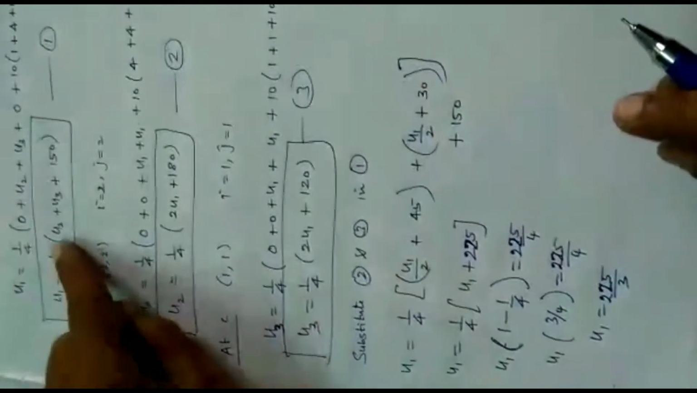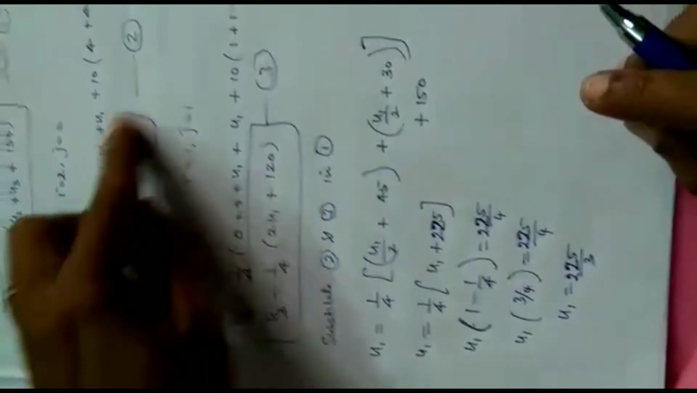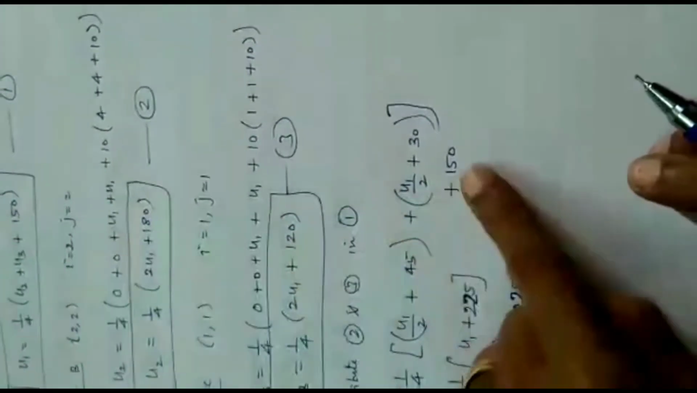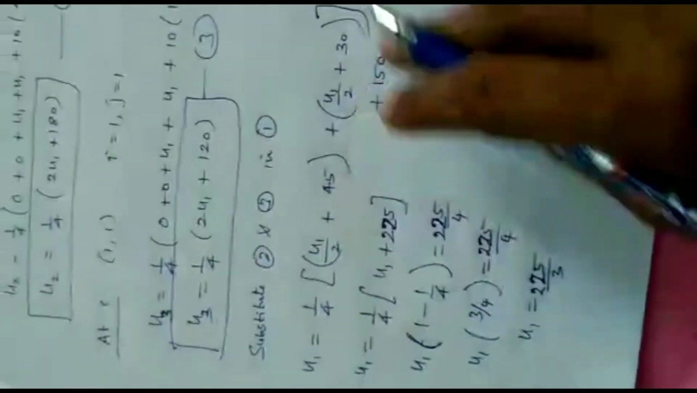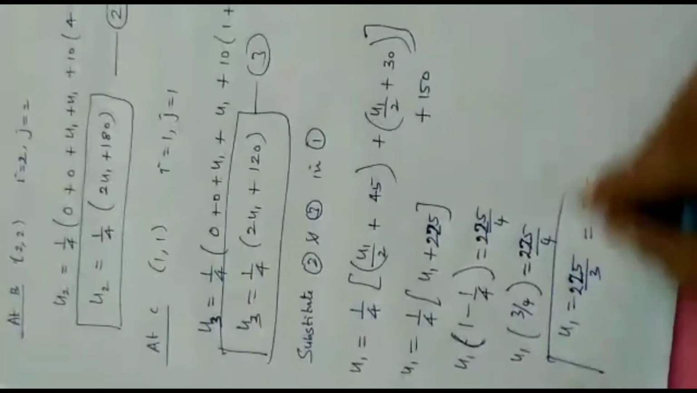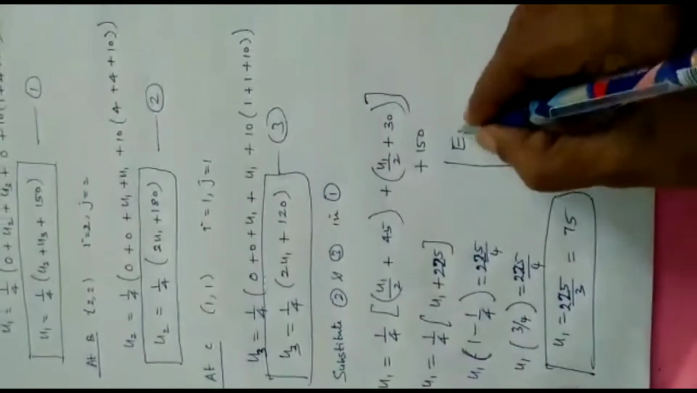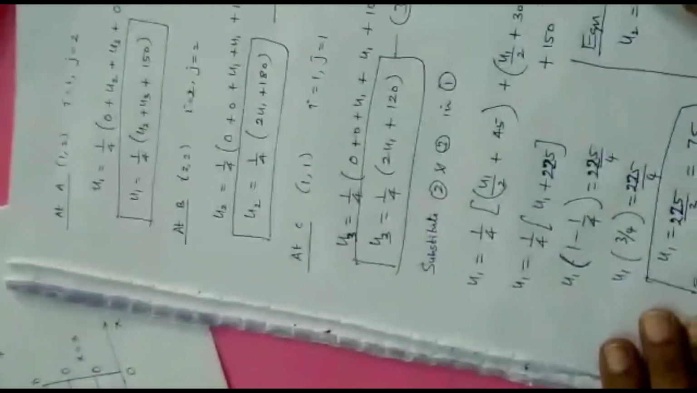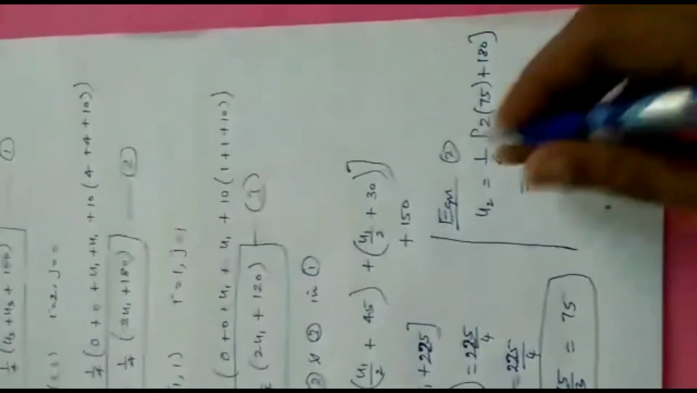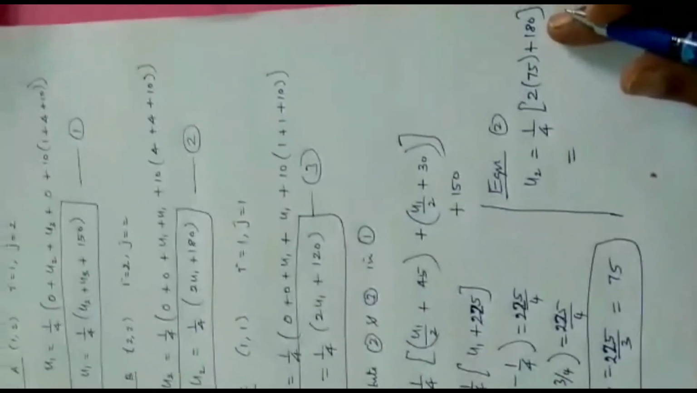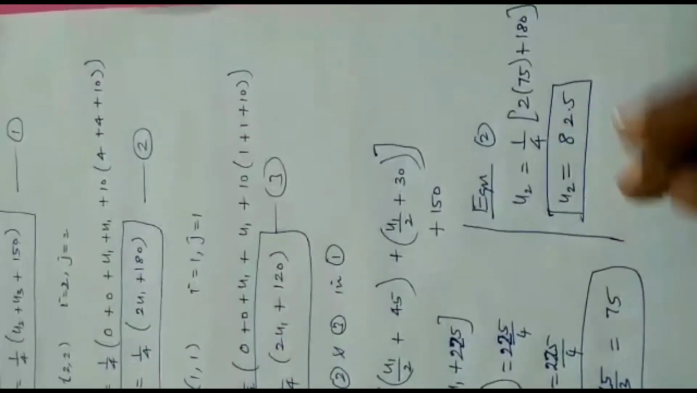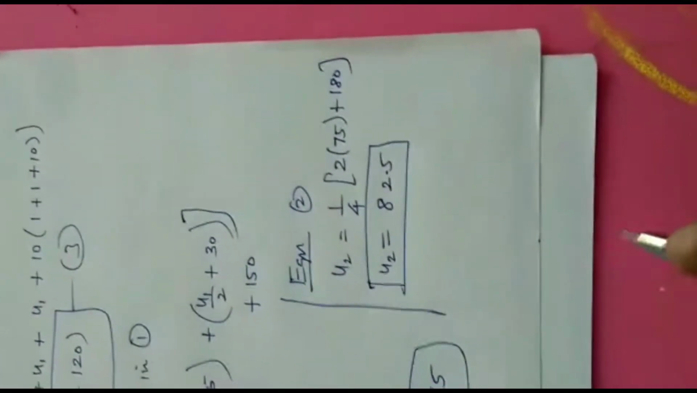I'll repeat from this step. I'm substituting in equation 1, u2, yes, I've substituted. After dividing separately, u3, yes, I've substituted, plus 150. So now only I've added 150. By adding all those, 225, now 225 divided by 3, 75. So this is what my u1 is. Now take equation 2. If we take equation 2, u2 is 1/4 of 2 times u1. By simple calculation, this is 150 plus 180 divided by 4. Using a calculator, you can calculate, yes, 82.5.